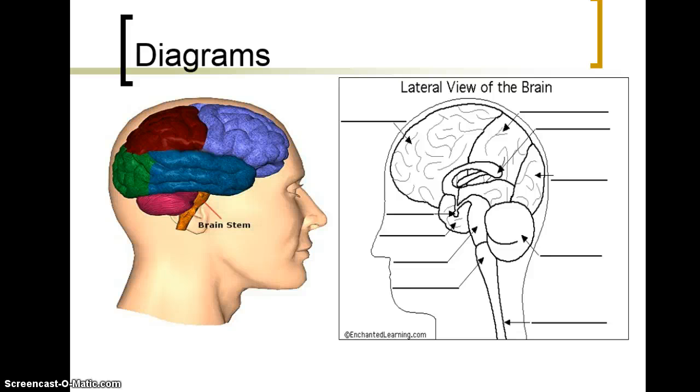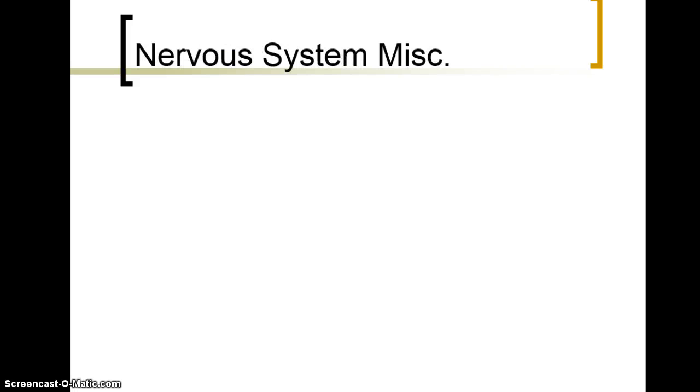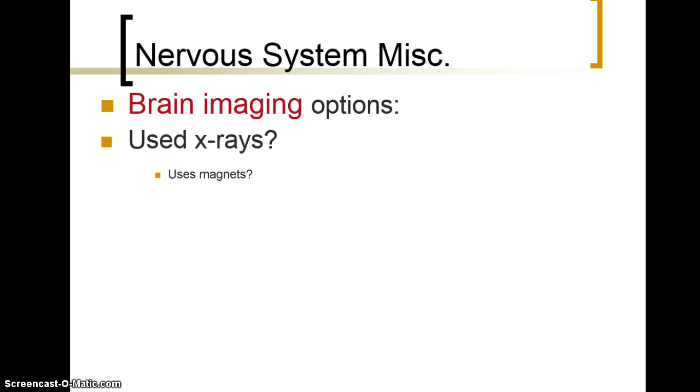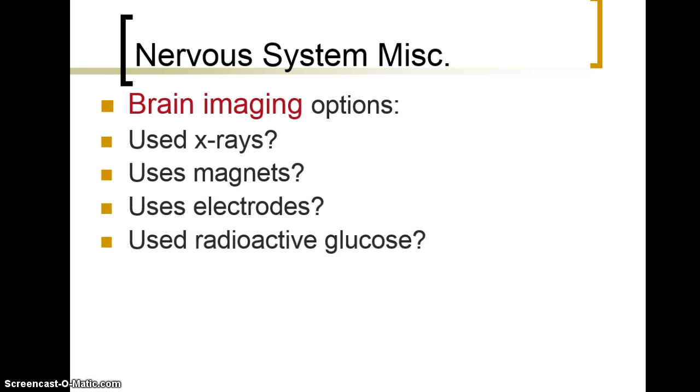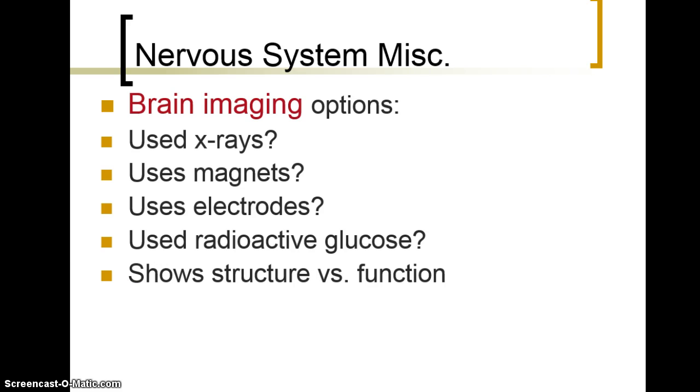Again, diagrams, you've got several. Make sure you practice those. There will be at least one on the exam. Other things from the nervous system: make sure that you know those brain imaging techniques, which one uses x-rays, magnets, electrodes, radioactive glucose, and which shows the structure versus the function. I believe I gave you a nifty little poem with that, hopefully, but I know there are some mnemonics with that, so make sure you go and double check those.